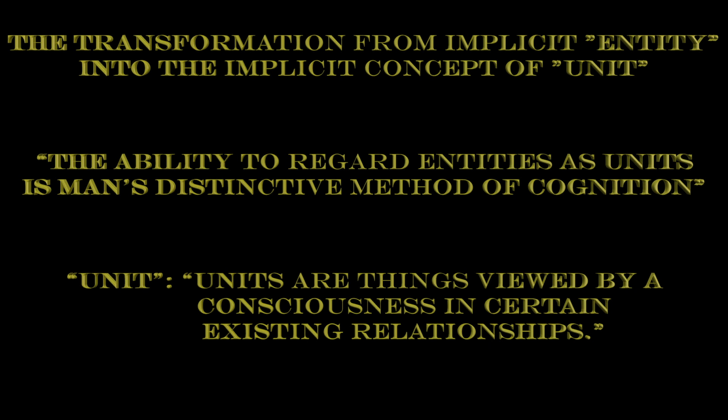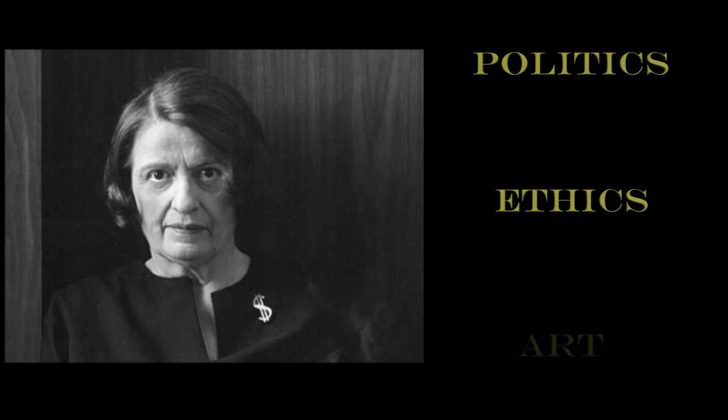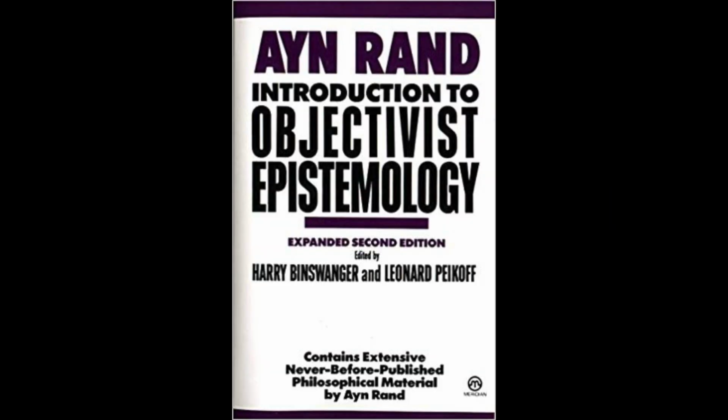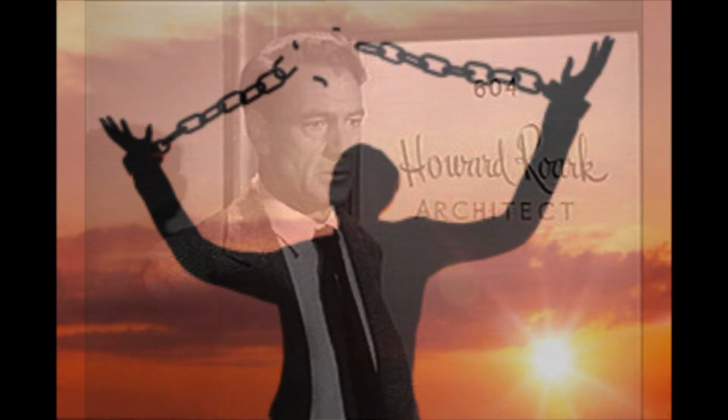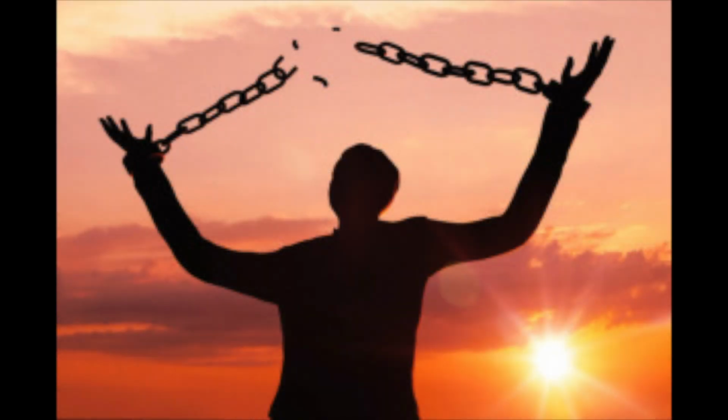To top this all off, it is important to know that the essence of objectivism is the supremacy of reason. This means that Ayn Rand's contributions to politics, ethics, and art are because of her philosophy of epistemology. It is by understanding what man is and what makes man different from the other animals that man can determine what he ought to do about his life. That is the purpose of philosophy.